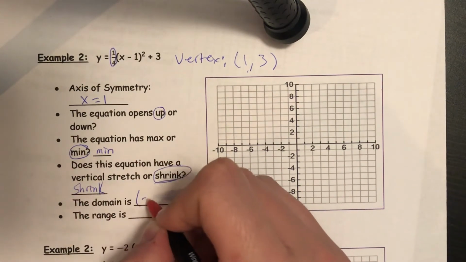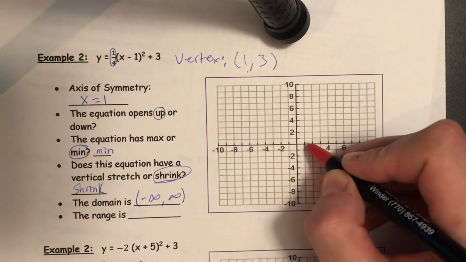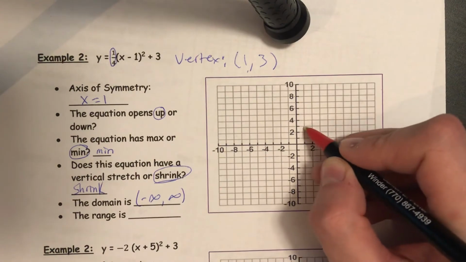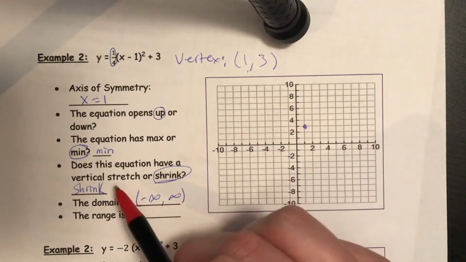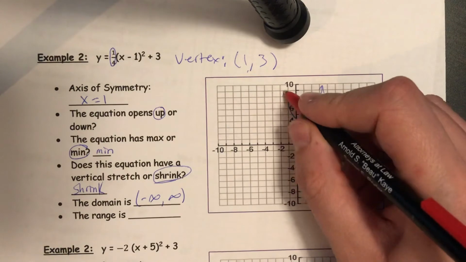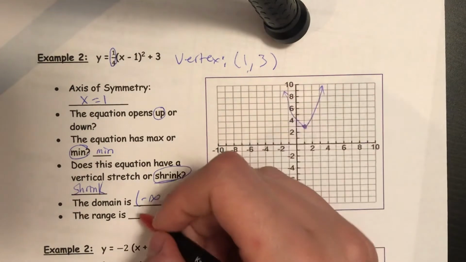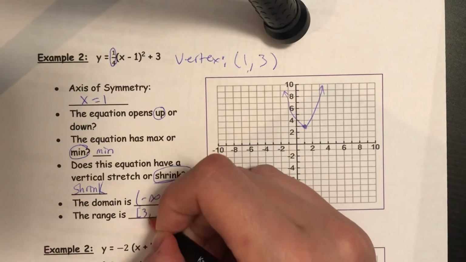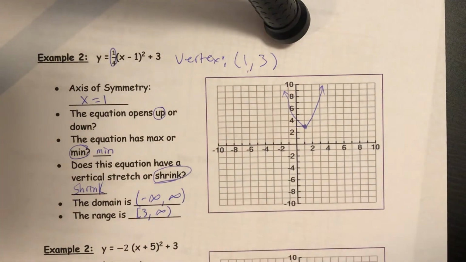My domain is all real numbers, or negative infinity to positive infinity. And my range, again, I'm going to sketch this before I try to guess what it is. So I'm going to plot my vertex, and then it's opening up. Notice this is going to be a little different from the other two we've done. My lowest value this time is 3, so I'm going to use a bracket for the 3, and then it's going up to infinity, so my positive infinity is my largest value. Okay, one more.